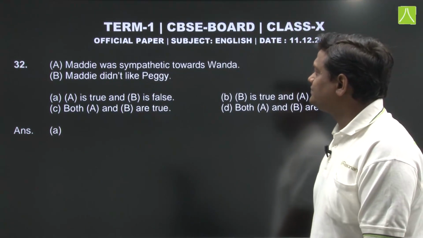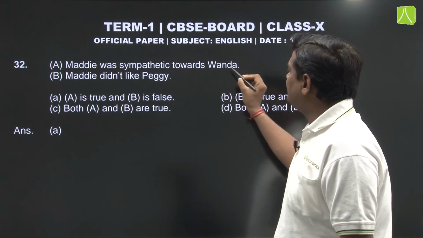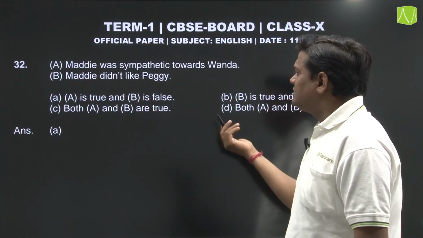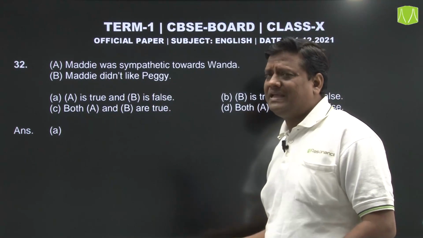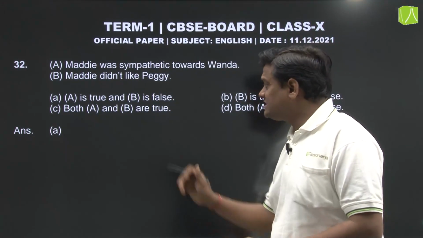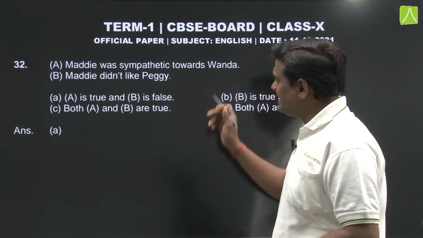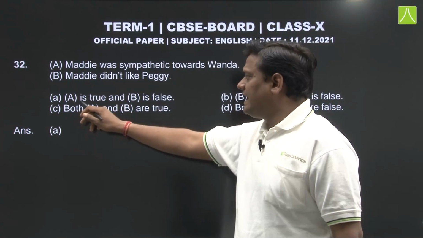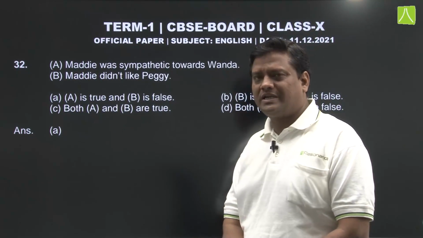Now 32. Maddie was sympathetic towards Wanda. Maddie didn't like Peggy. It was not that. She was the best friend of Peggy. So this statement is false. Statement A is correct. A is true and B is false. Option A, right answer.